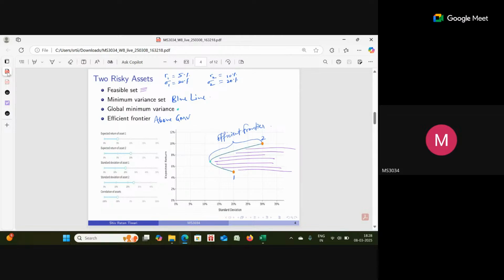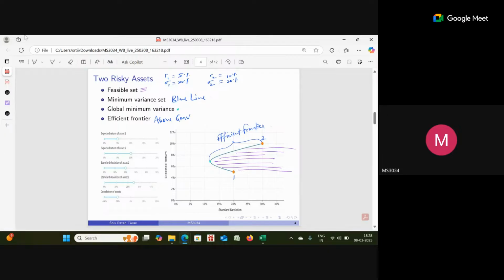So, we have covered this minimum variance set and all. Now what we want to do is find the optimal allocation for us, the optimal one for me or for any investor, let's say. So how do we do that? How do we find the optimal risky portfolio in the case of two risky assets or multiple risky assets also?